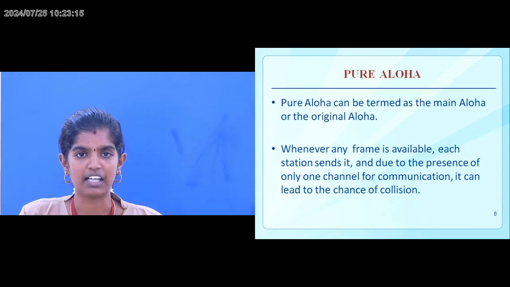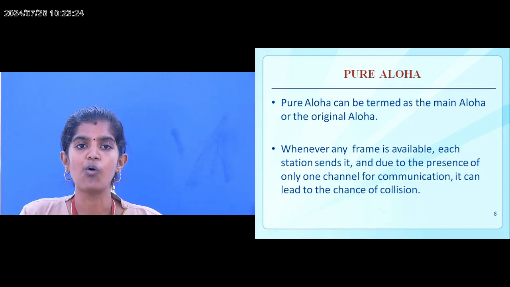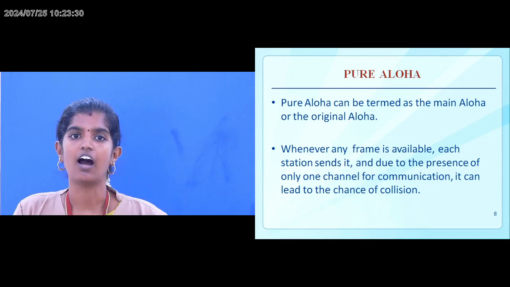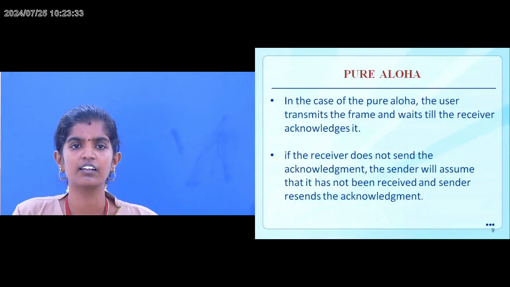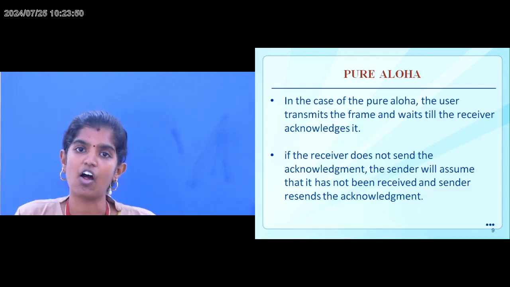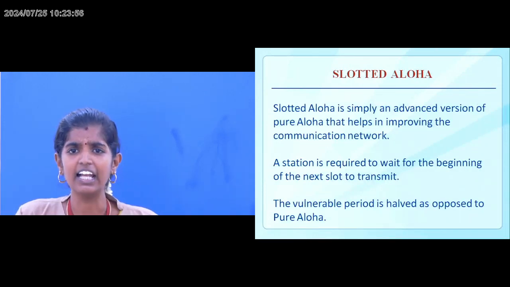Whenever any frame is available, we want to send the data. First, if the channel is available for sending the data, we will send the data at the same time, so the data will be collided or garbled. In pure Aloha, the sender sends the data before the receiver acknowledges it. They will receive the data or not. If the receiver does not send any acknowledgement, the sender assumes the data was not received by the receiver, so it will send the data again.